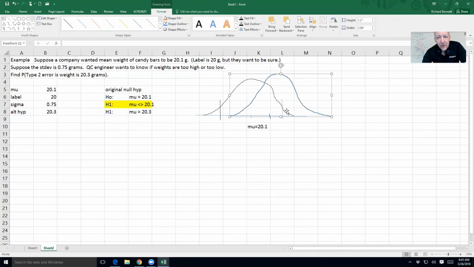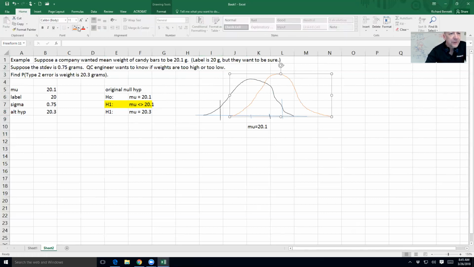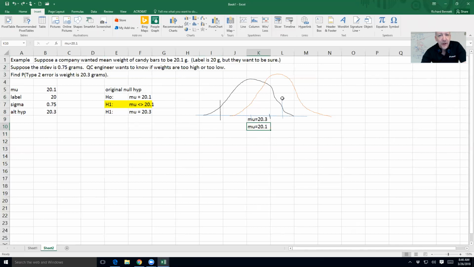Okay? Now, in this case, I'm going to make that orange. Perfect. And I'm going to make this new font here. This is way too much to do. But my alternative hypothesis is going to be mu equals 20.3, right? So the area here that I want to shade, whoops, this doesn't work as good as Paint, I'm sorry.